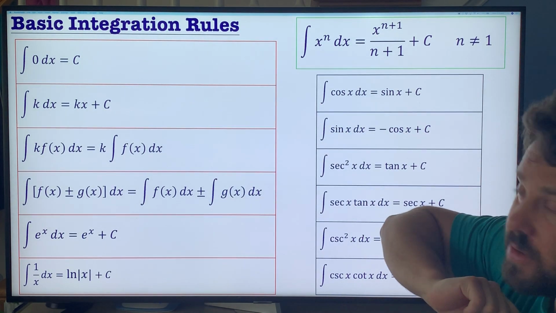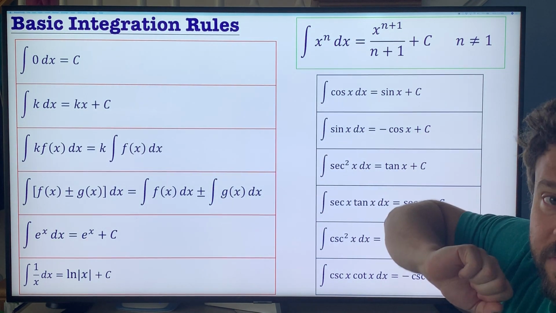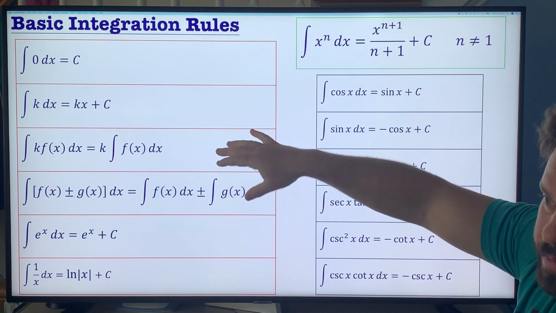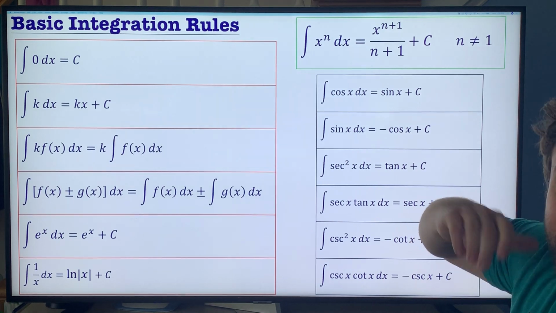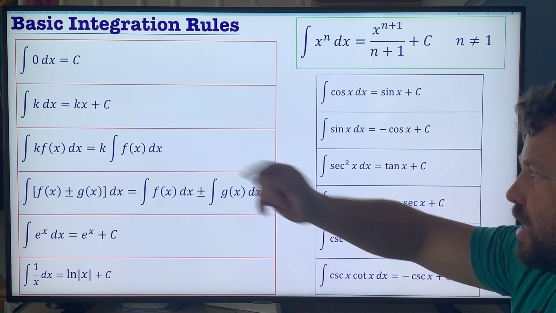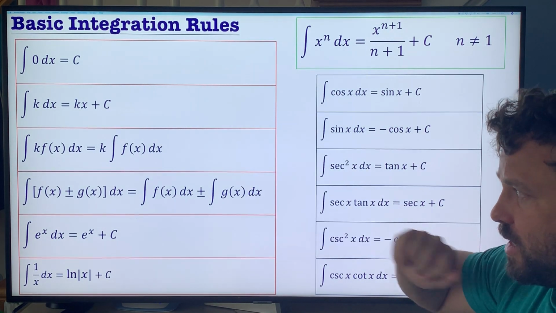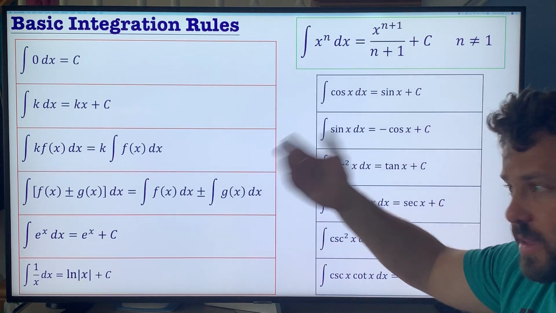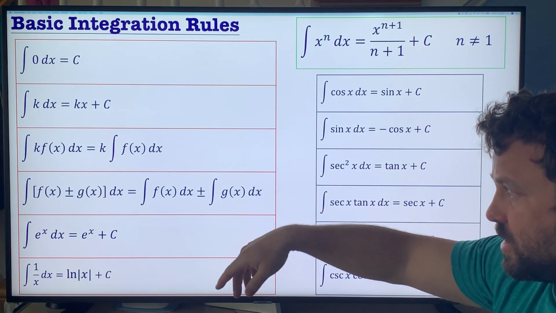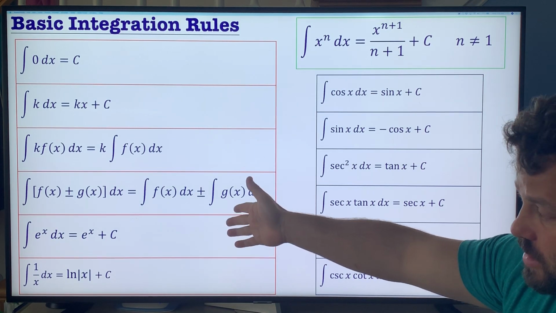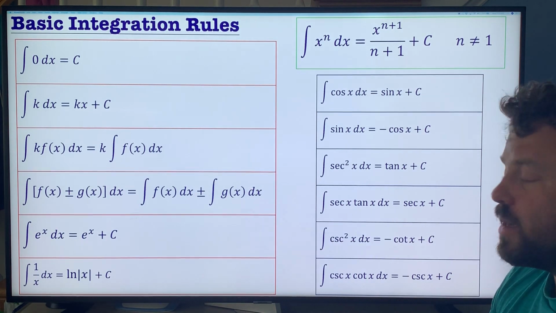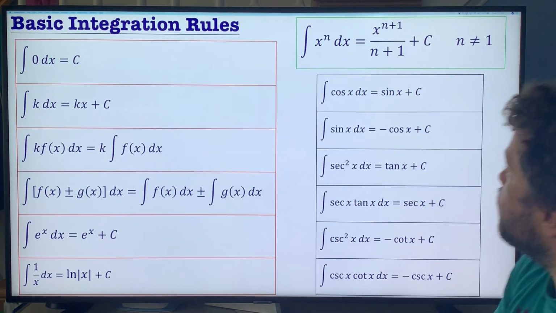Integral of 0 is C, the constant. Integral of a constant, such as 1, would be that constant x plus c. So the integral of like 6 would be 6x plus c. Integral of a constant times a function, you would just multiply the integral of the function times the constant. You add them together. Integral of e to the x is e to the x plus c. Integral of 1 over x is ln x plus c.